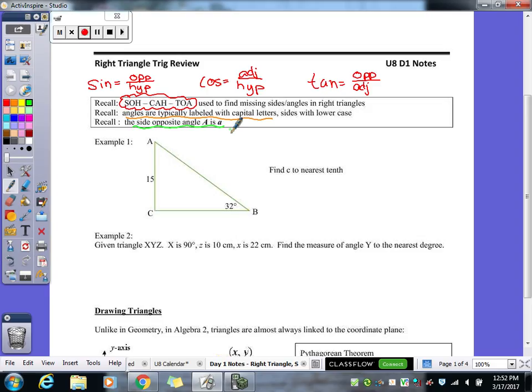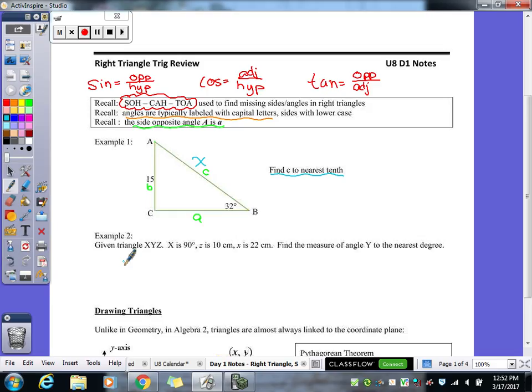So if we take a look at our triangle down here, up here is my angle A, so my little a would be that side down there. Here's my angle B, so my side B would be that side over there. And then my angle C, so there's my side C. So you gotta remember, big letters, angles, little letters, sides. They want us to find C, little c, to the nearest tenth. So I'm looking for that side there.